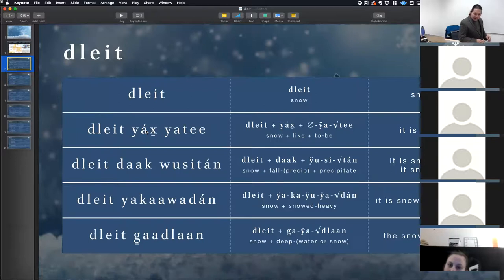So you say, dleit yachyati. And a lot of times with this yachyati, you're going to be talking, and so this is, again, as we want to move towards more descriptive language, Sagwat yachyati wikake, that dog is brown. Achke tlikoat uch yachyati, my dog is black.